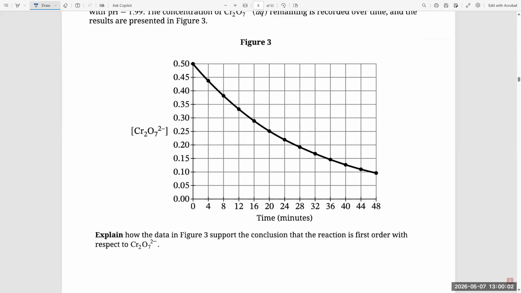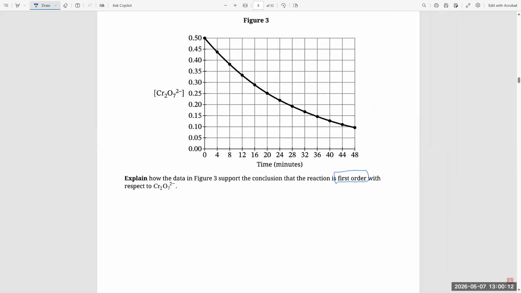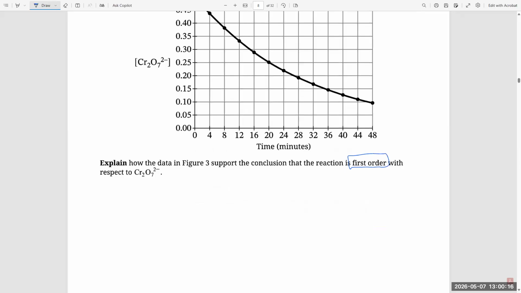Explain how the data in figure 3 supports the conclusion that the reaction is first order. Oh, here we go. Now we're at rate laws, right? First order with respect to dichromate. So I'm going to spend some time and talk about what it is. So we've got rate order, and they want first order, right?